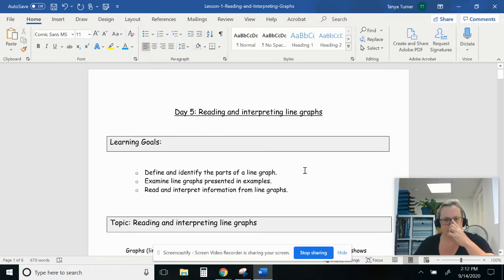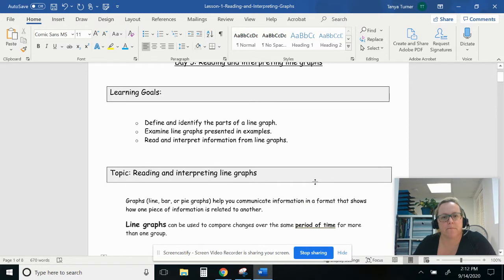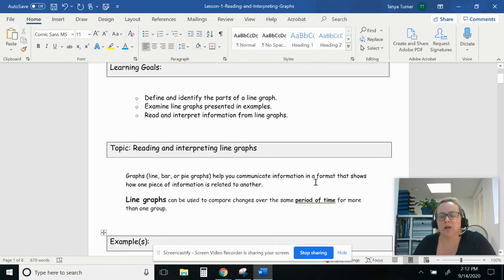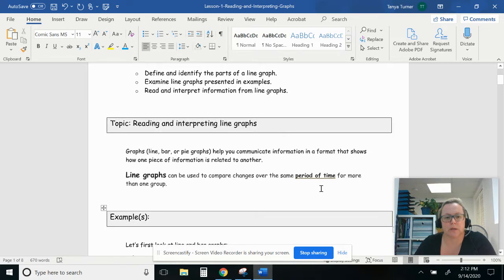Hello, ladies and gentlemen. Today we're going to be working on reading and interpreting line graphs. We're going to learn the parts of the line graph, we're going to look at examples, and then you're going to get some practice on your own reading and interpreting the information.